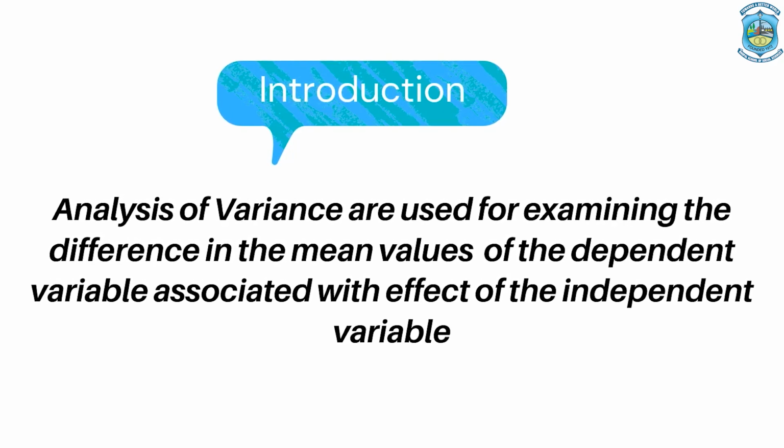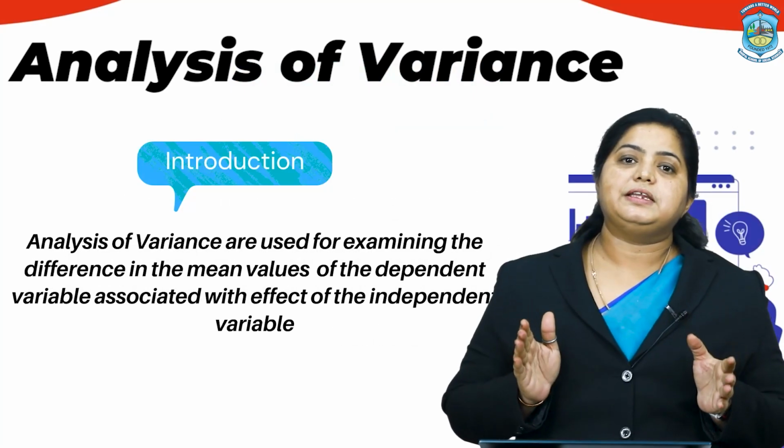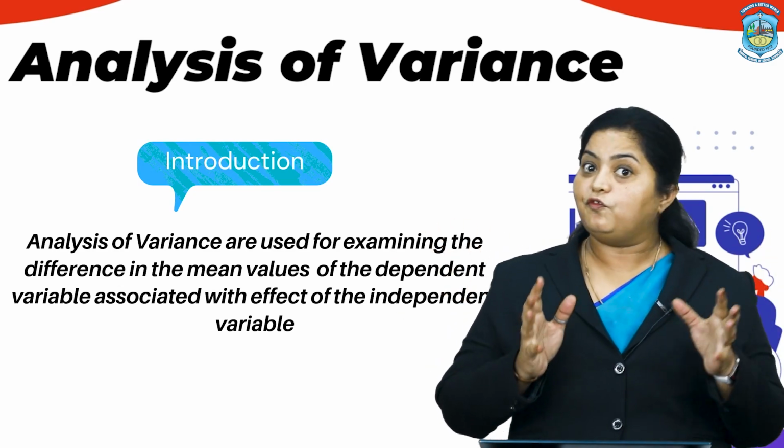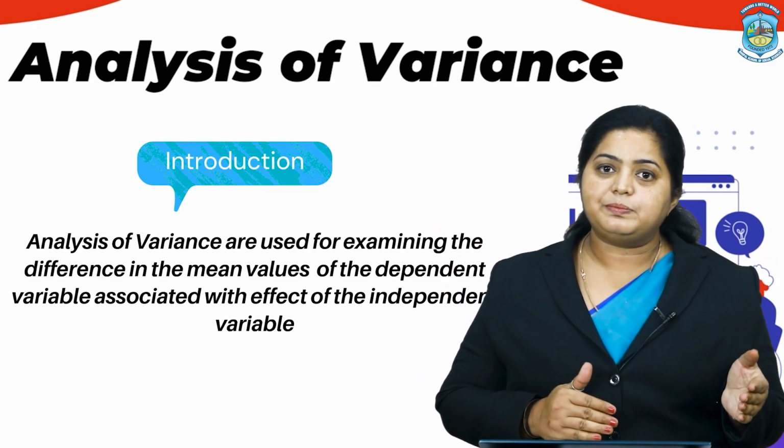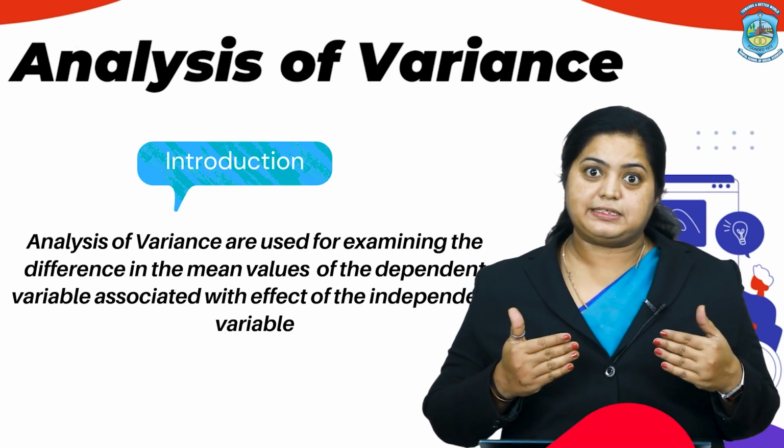ANOVA works with total variance. Total variance is the combination of variance between the samples and variance within the sample.